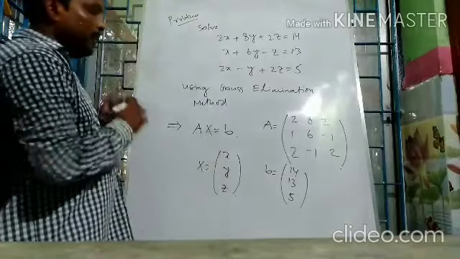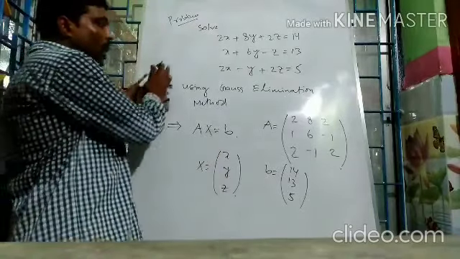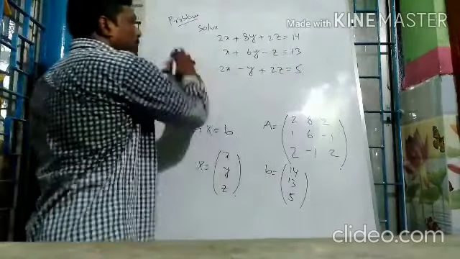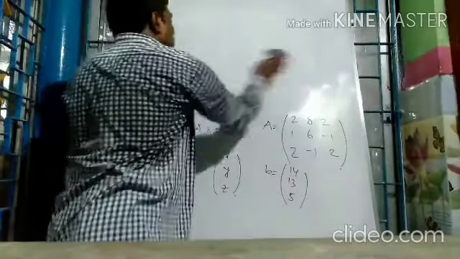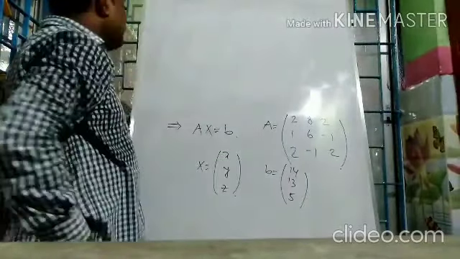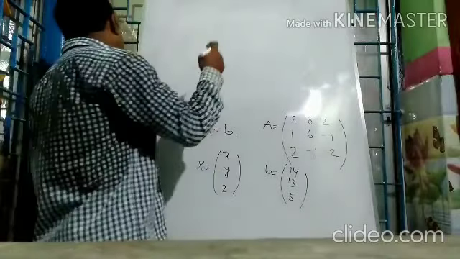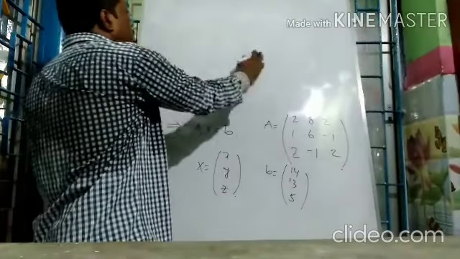The vector X is X Y Z. So you have to solve this system of equations Ax equals B using the Gauss elimination method. First, we convert this matrix system Ax equals B into Ux equals B dash using row operations.